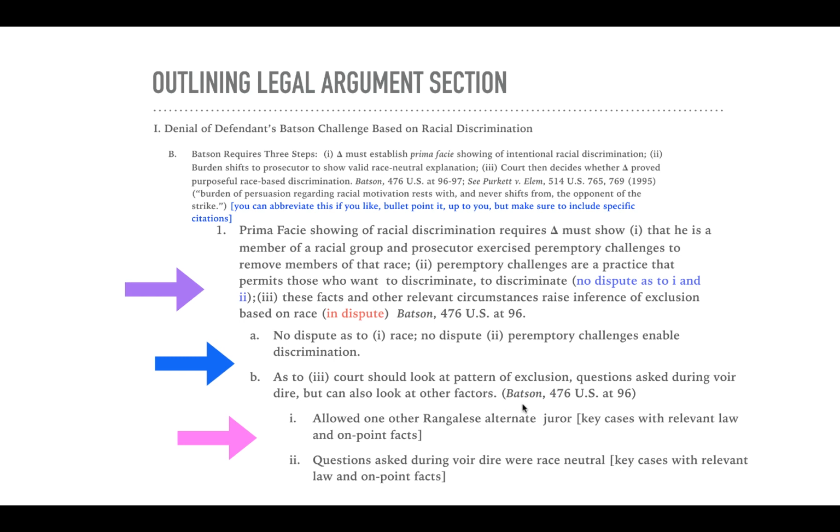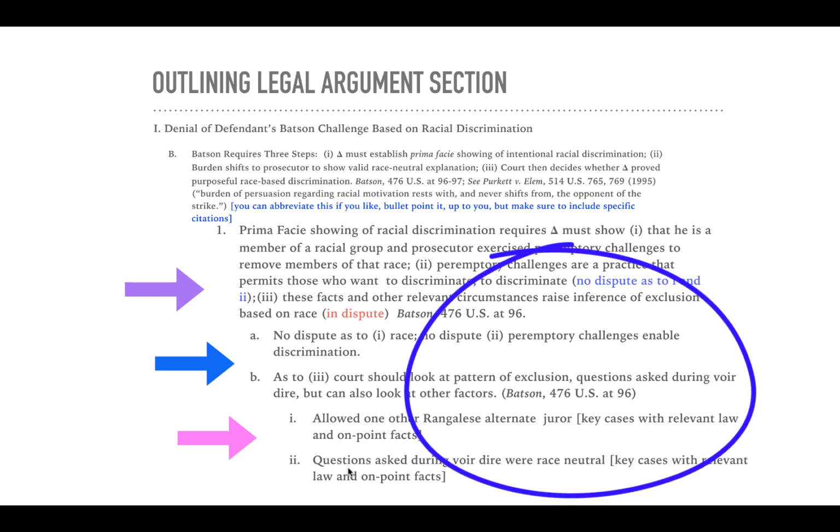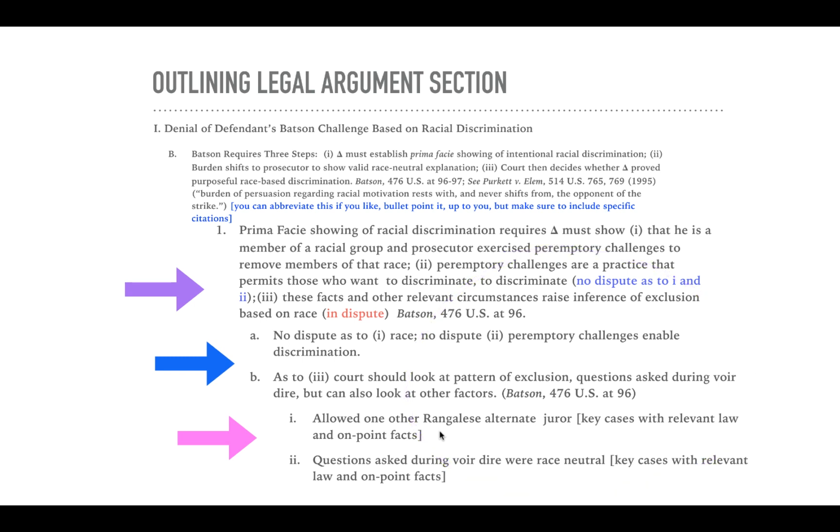Our case summaries tell us that the court is allowed to look at whether or not other jurors of the same race were excluded, and the Supreme Court said we should look at whether questions asked during voir dire were race neutral or not. Our outline reflects this logical organization because it's going to include citations to the record where the prosecutor allowed another juror, an alternate juror from Rangel, to sit, and it's going to include citations to the record where we think the prosecutor asked race-neutral questions during voir dire.